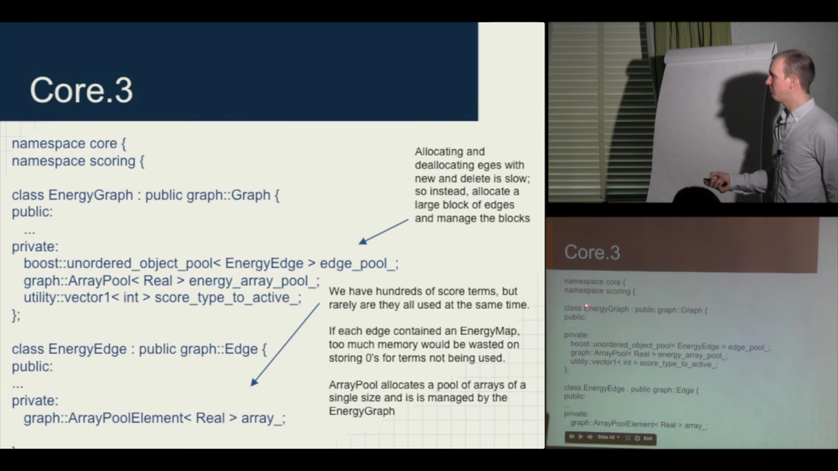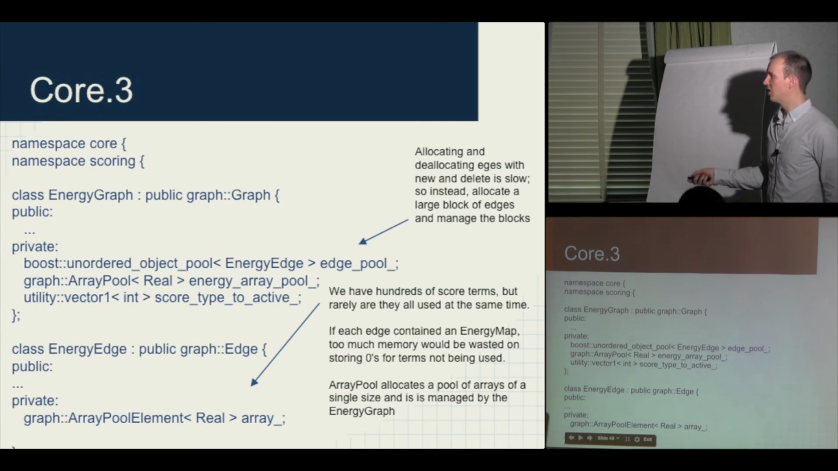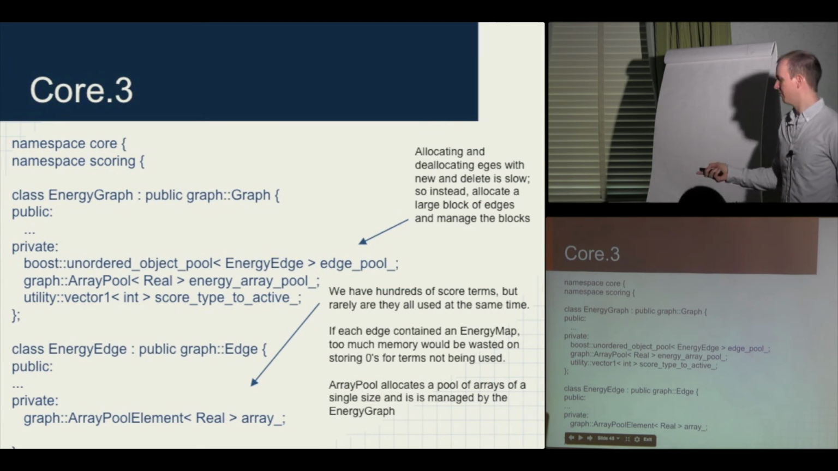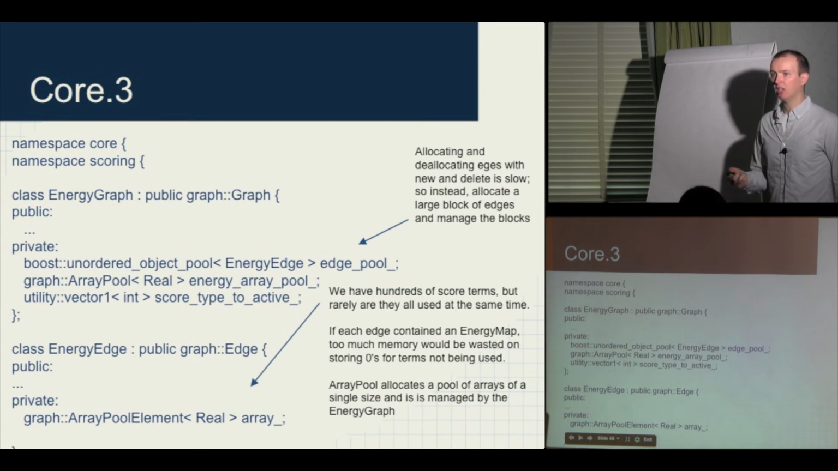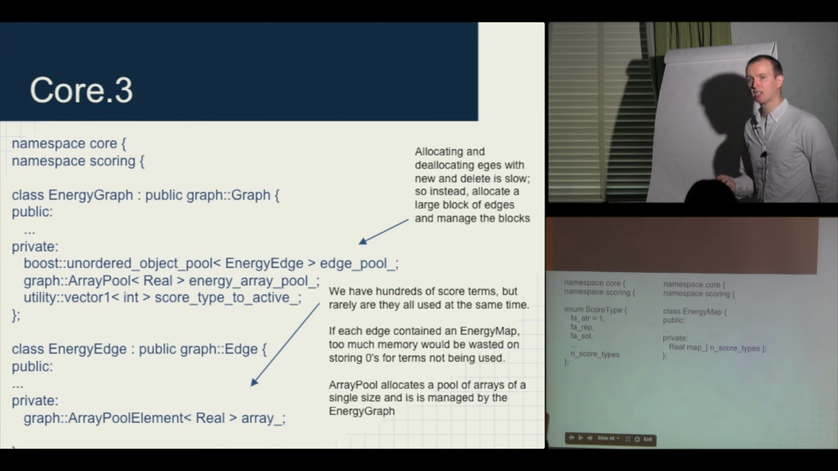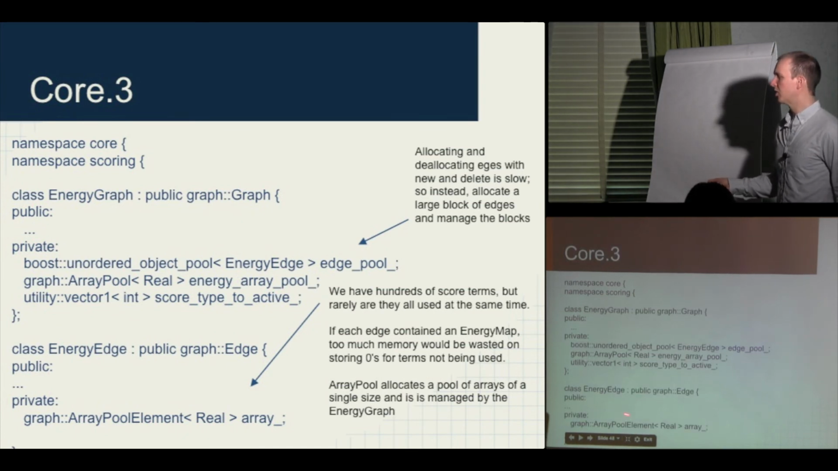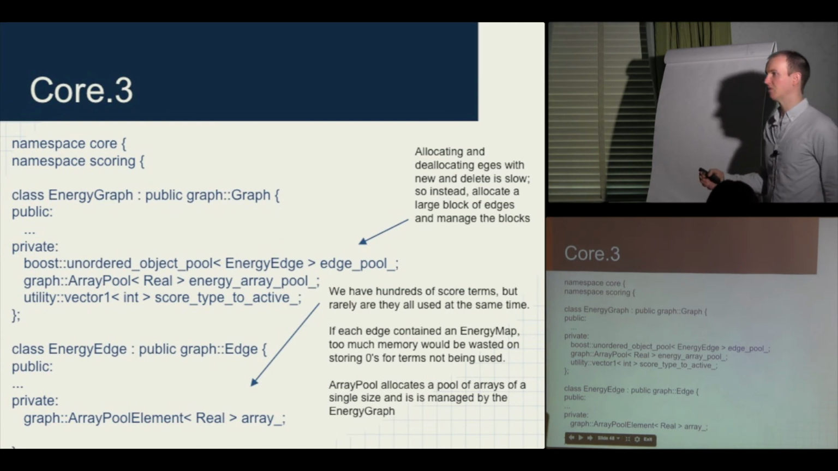So the energy graph is kind of fun. I can go into some details here, but one previous implementation for this was to have each edge in the energy graph hold an energy map. But because the score type enumeration now has like 250 entries, and there's only like 12 ever active at one time, the energy graph was taking a considerable amount of memory in representing a lot of zeros for inactive terms.